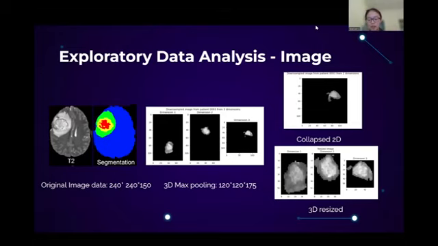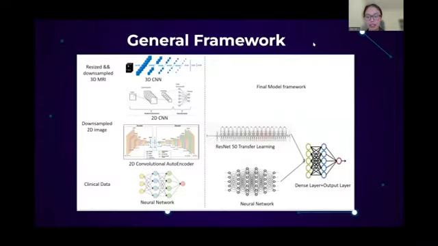One is to collapse the 3D into two-dimensional data, and the other is to resize the 3D data to include only the tumor part. So this gives us some flexibility in addressing the model choice. For example, for 3D, we could perform a 3D convolutional neural network, but it's very computationally expensive and its performance is not ideal. So we would transfer to a 2D convolutional neural network.